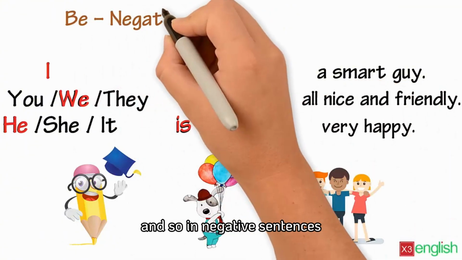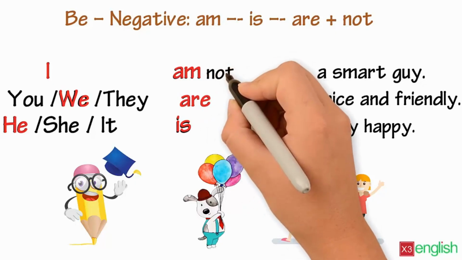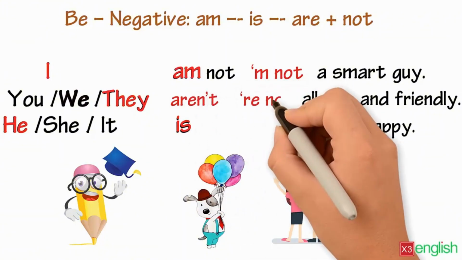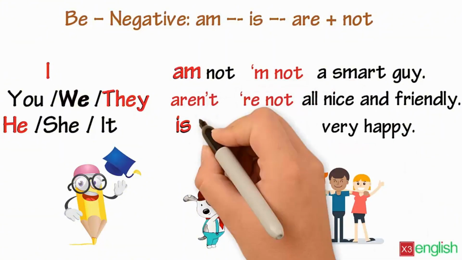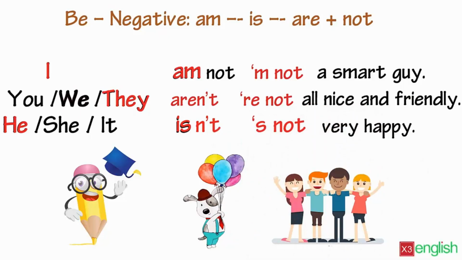And so, in negative sentences, we say, I'm not. I'm not a smart guy. And they aren't all nice and friendly. Or they're not all nice and friendly. And he isn't very happy. Or he's not very happy.